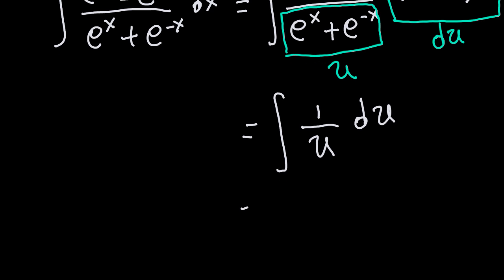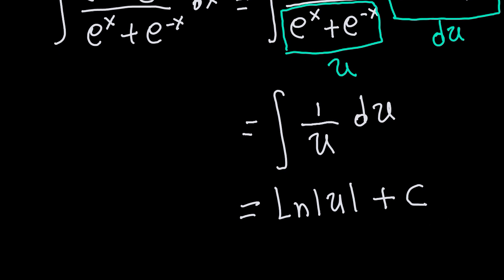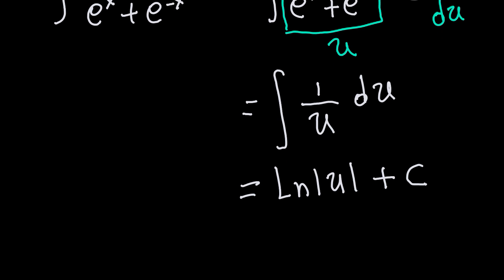If you remember the basic rules of integration, this is equal to the natural log of the absolute value of u plus c, the constant of integration. Never forget to add that c there. It's very common to forget that c. And why is it like this? Remember, that's the basic rule. You should know these basic rules to be able to apply the integration techniques.